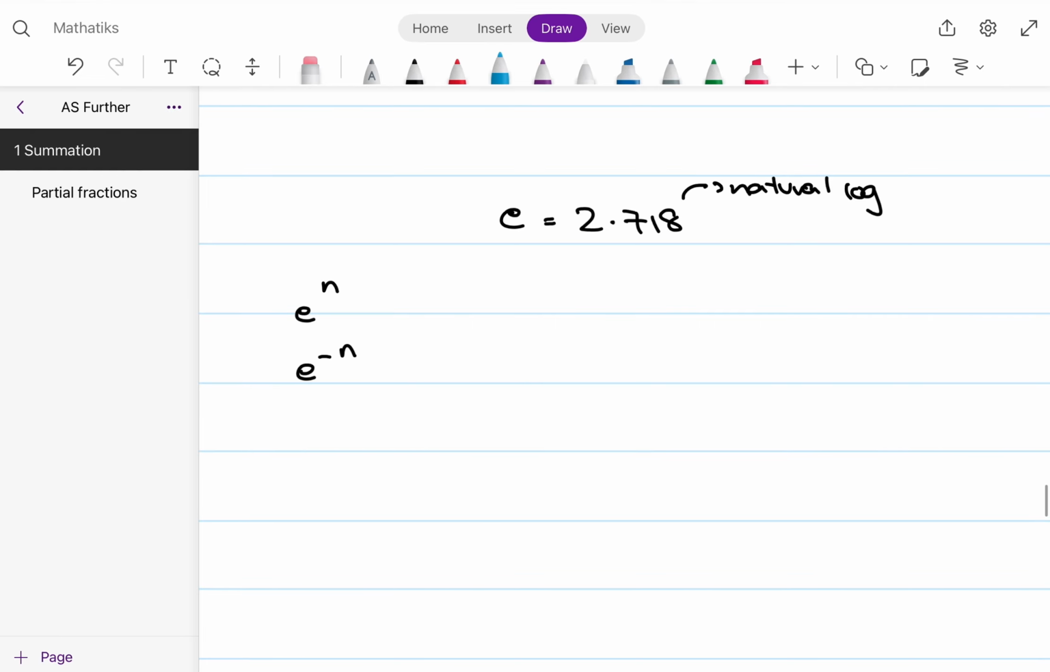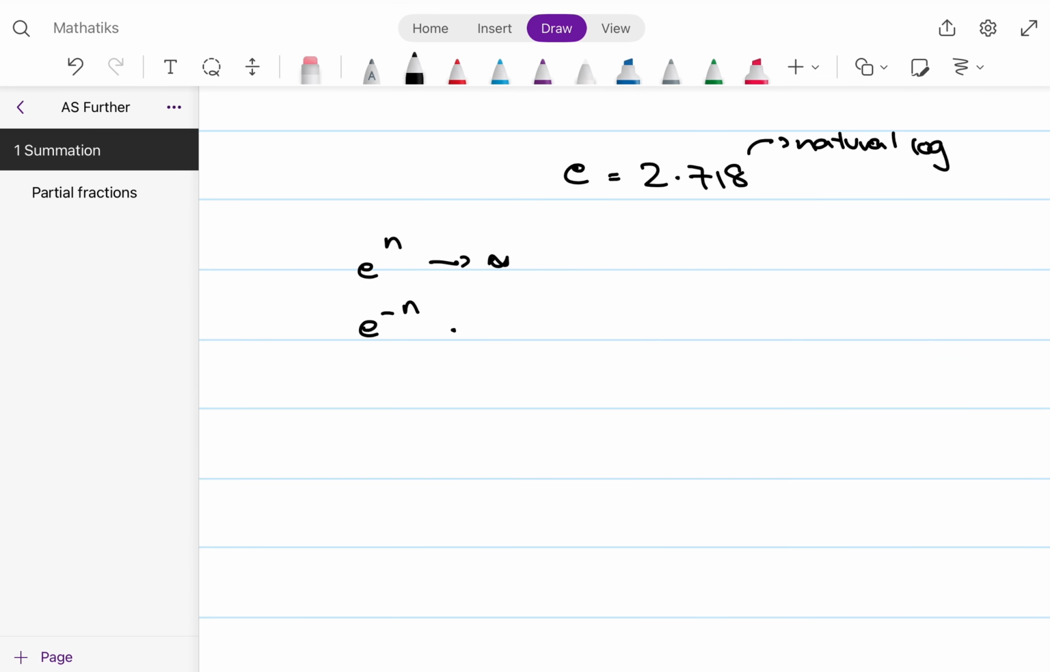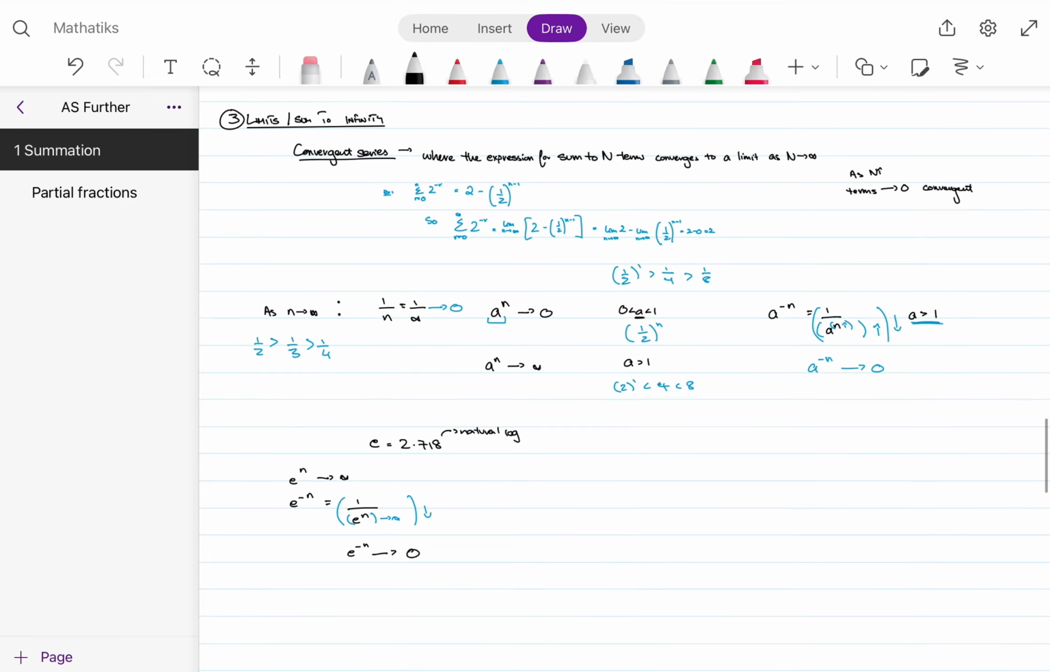For e, your natural log, it's just a number like 2.72. So if you're multiplying a number by increasingly large numbers, it's going to get bigger. So e to the power n, as n approaches infinity, will approach infinity. And e to the power minus n, which is 1 upon e to the power n, where e to the power n will approach infinity, which means this is going to get infinitely smaller. So e to the power minus n approaches 0. It's just a number like 2.72. So don't let this confuse you too much.